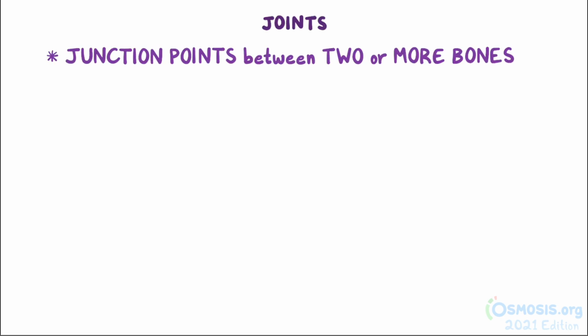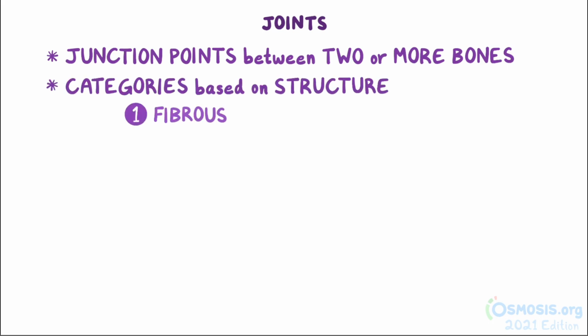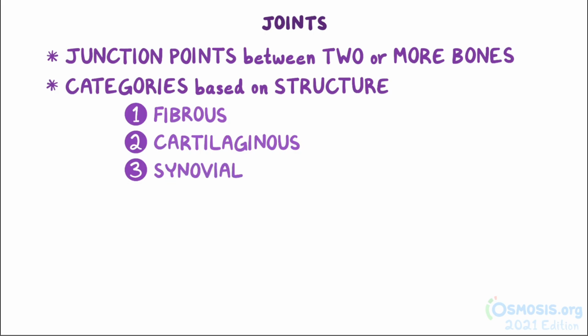Now let's talk about joints. Joints are the junction points between two or more bones. There are three categories of joints based on their structure: fibrous, cartilaginous, and synovial joints.